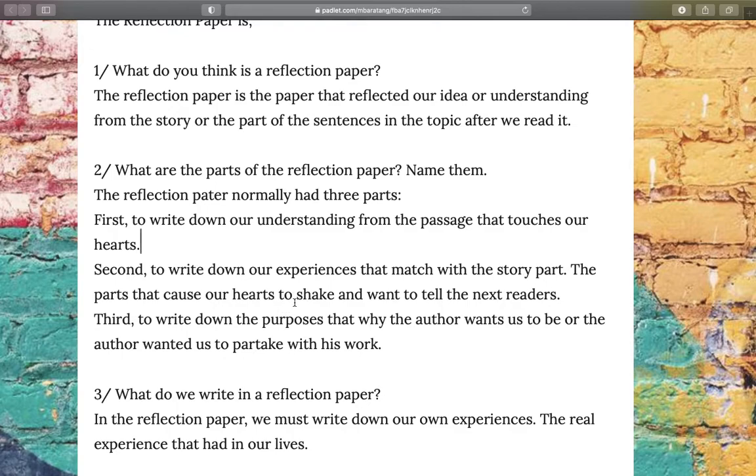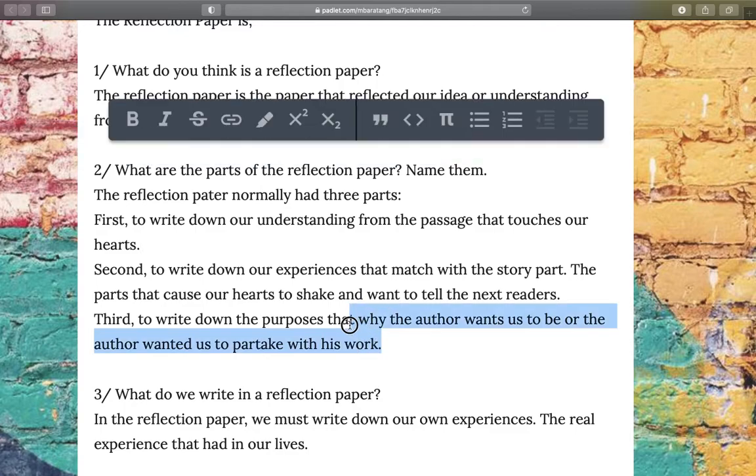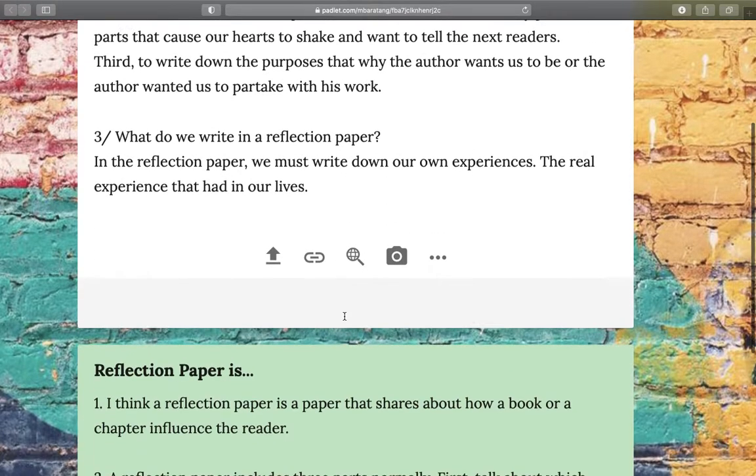Wow, that's very descriptive, Monin. To shake and want to tell the next readers. What he's trying to say, I think, is it impacted your heart. It impacted you so much that you want to share it with others. Good, Monin. Third, to write down the purposes why the author wanted us to partake with his work. I think he might be talking about the conclusion here. Good point with this one. I'll explain later.